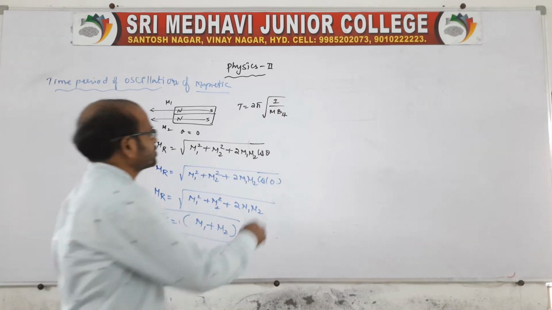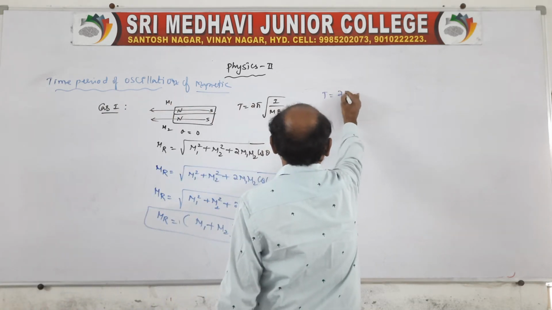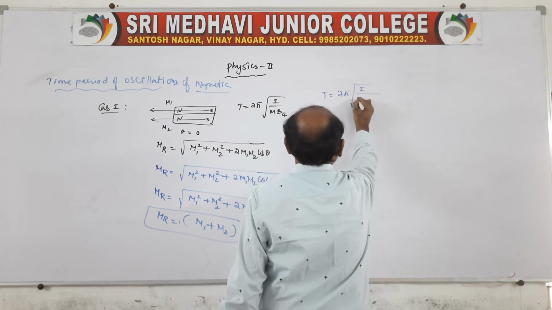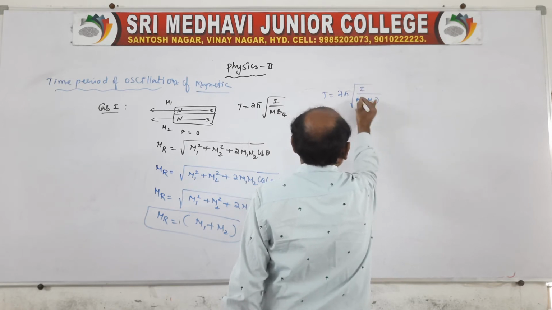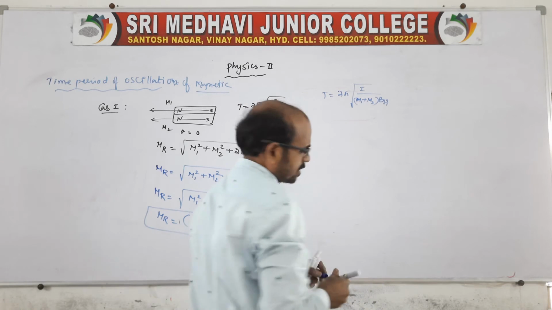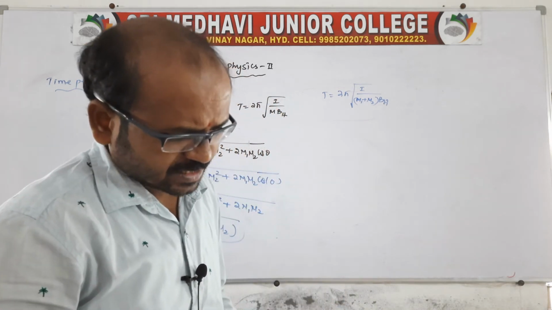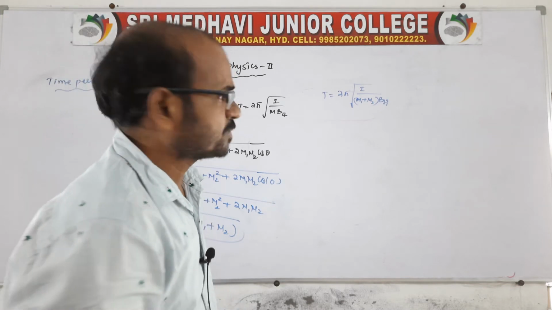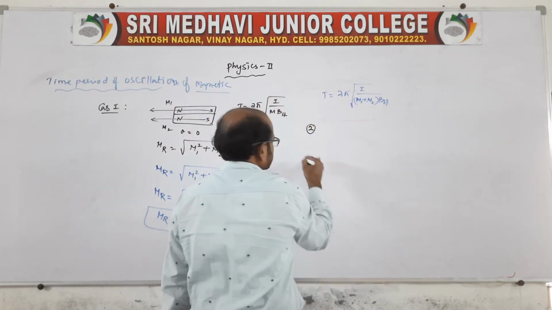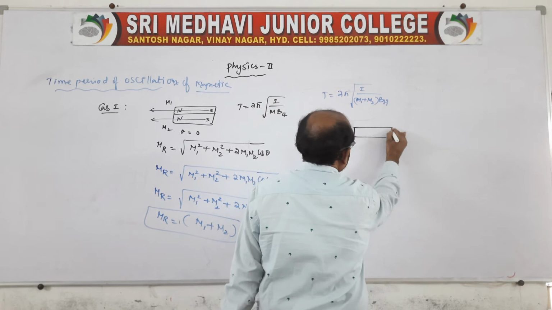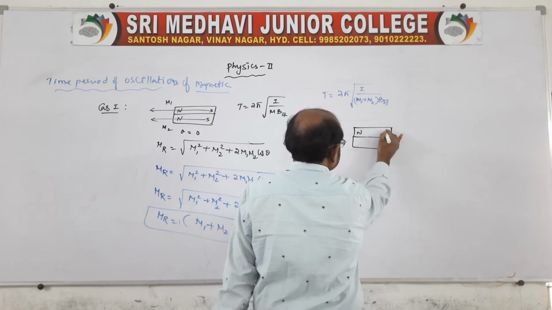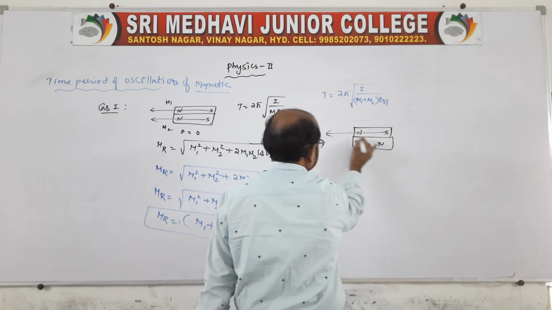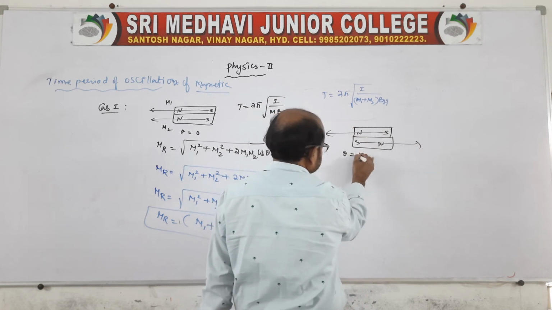Now the time period will be T = 2π√(I/((M1 + M2)·BH)). This is the one question. We can say it is a question related to time period, right? And second, I'll tell you, if the same magnets are in the opposite direction, north south, south north, both are in opposite directions, that is theta is 180.